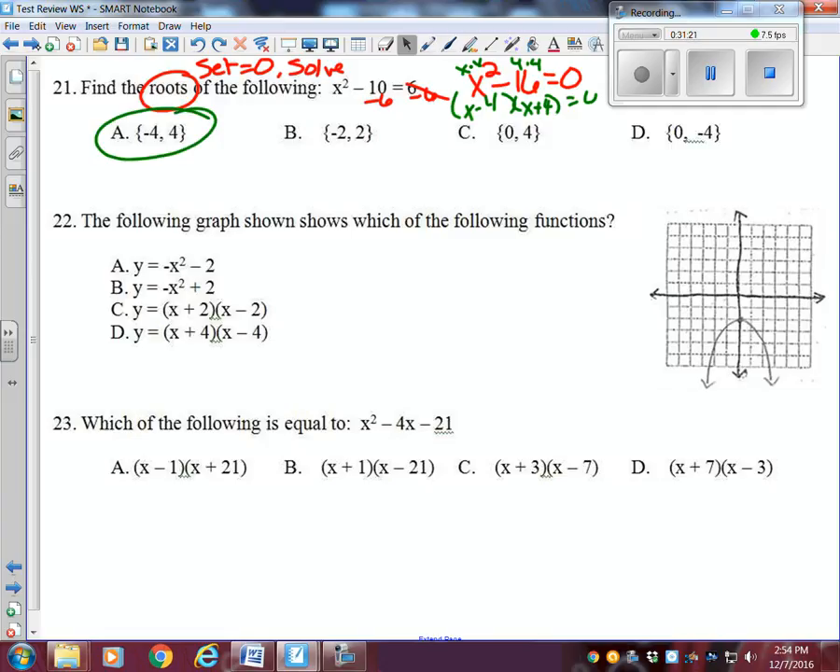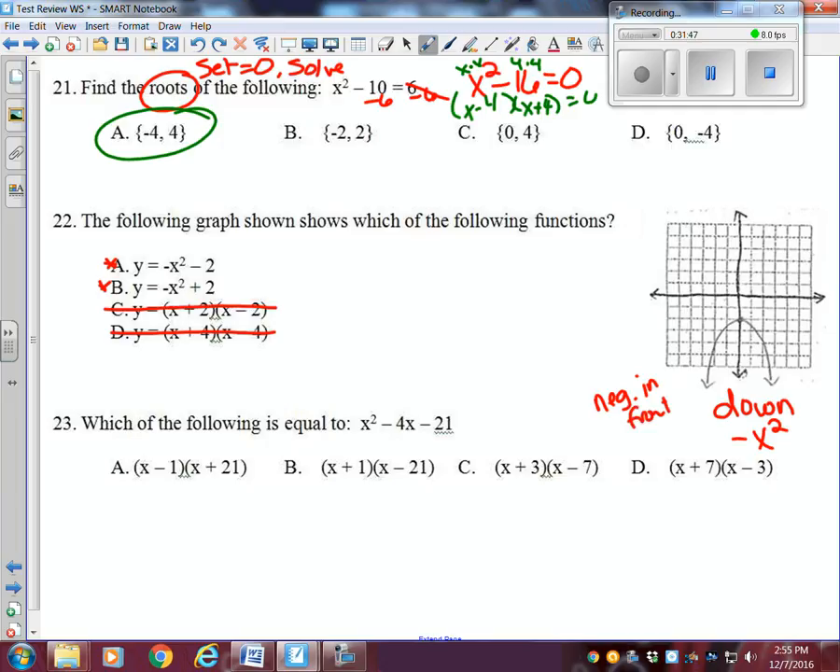The following graph shows which of the functions. Well, for one thing, let's just make observations. Turn up or turn down? This one's turning down, which means that the x squared term needs to be negative. So I need a negative in front. Which ones of these have a negative in front? A does and B does. It means C is out and D is out. I can cross those out.